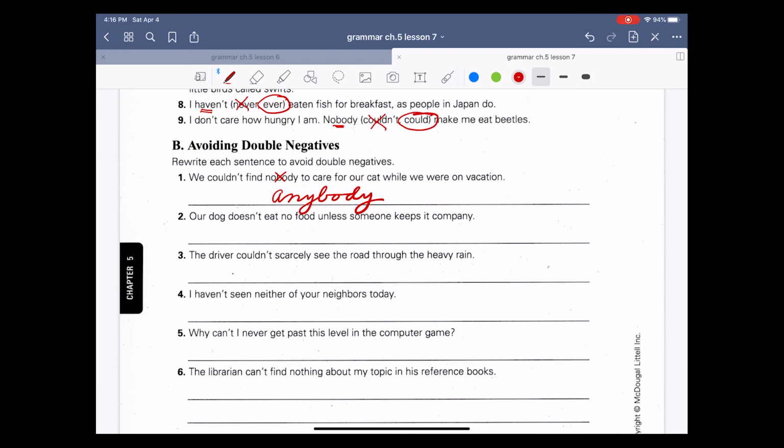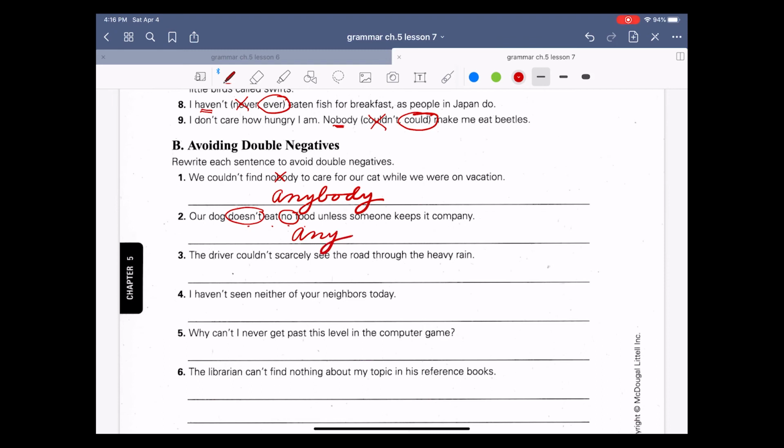Number 2, our dog doesn't eat no food unless someone keeps it company. We have a negative here and we have a negative here. Our dog doesn't eat any food. That would be a better choice.